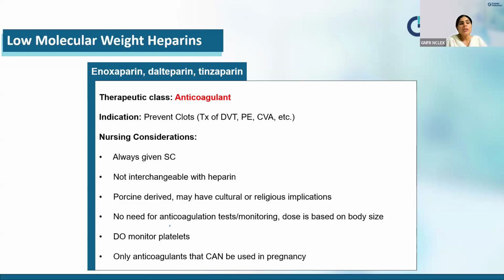Okay. No need for anticoagulation test monitoring. Dose is based on body size. Do not always monitor platelets. Right? We have to always monitor the platelets. Okay. And this is the only anticoagulant that can be used in pregnancy, this LMW.